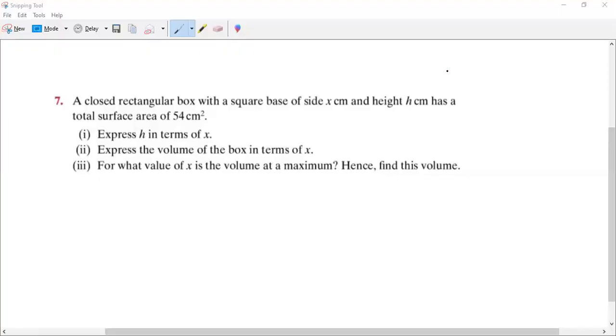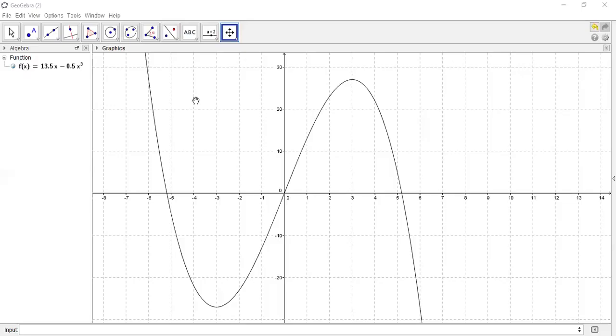Part 3 then asks us for what value of x is the volume at a maximum, and hence find this volume. Okay, well, here's our function, 13.5x minus 0.5x cubed. So this is a volume function now, okay? And it's only valid for values of x between 0 and about 5.25 there. As x gets bigger and bigger, the volume gets bigger up until 3. At 3, you reach a maximum volume, and then for any value of x bigger than that, the volume of the box overall actually gets smaller. So we're going to find that the maximum value occurs when x is 3, and that is a maximum value of, it looks like maybe 27 there.